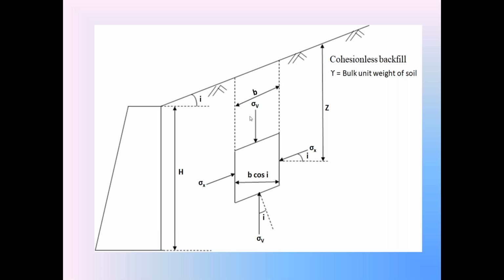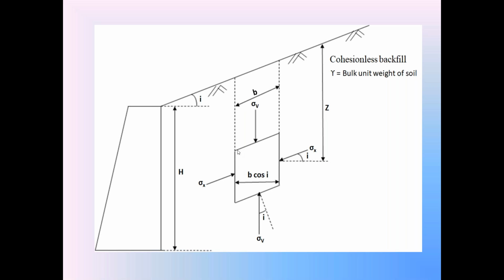So in this soil prism, the height is z. The horizontal width is b cos i. So the area of this soil prism is z into b cos i. Z is the vertical height, b cos i is the horizontal width. So the area of the soil prism above the soil element is z into b cos i.